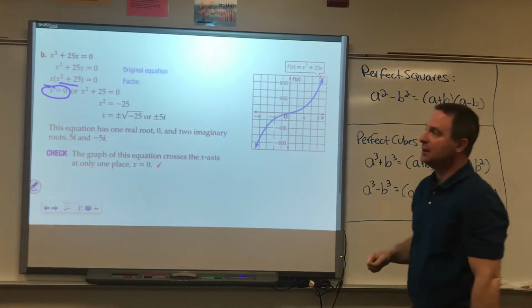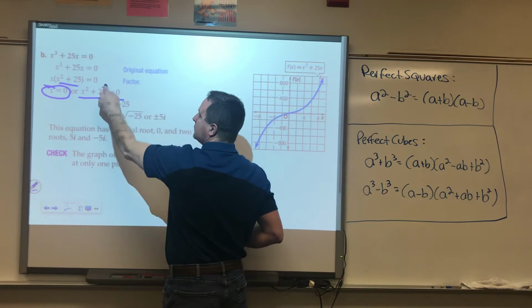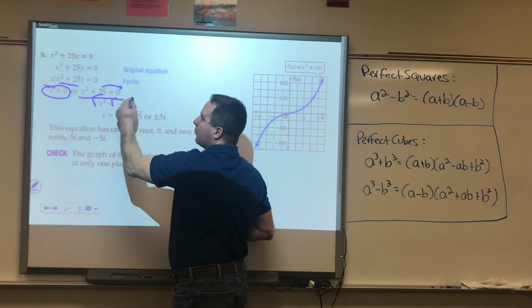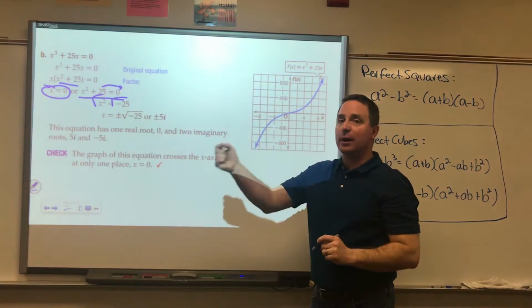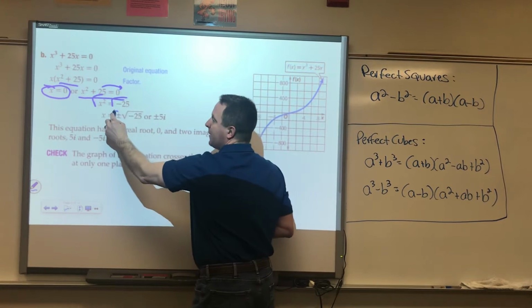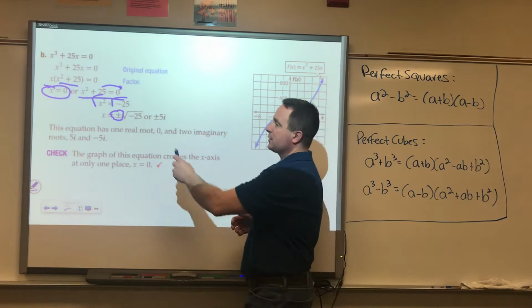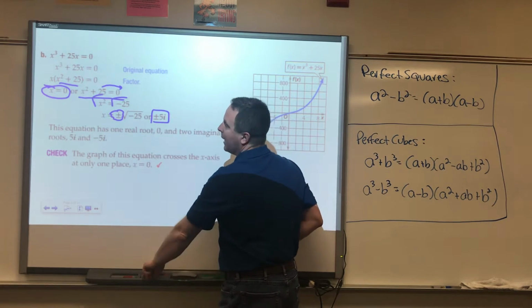This one has addition. So what they did here is they took this, set it equal to 0, subtracted 25, and then square rooted both sides. The most important thing to remember is that when you square root both sides, you always have to introduce the plus and the minus. The square root of negative 25 is plus or minus 5i.